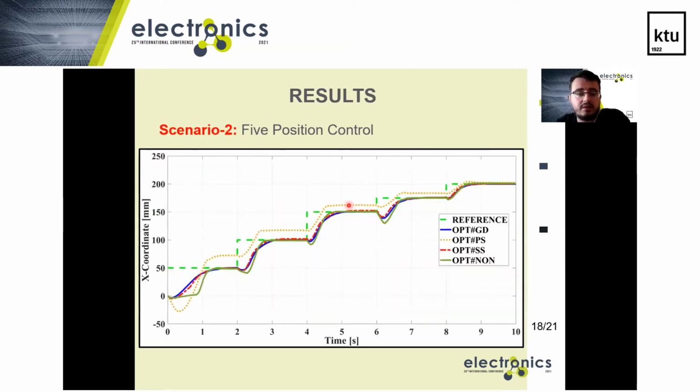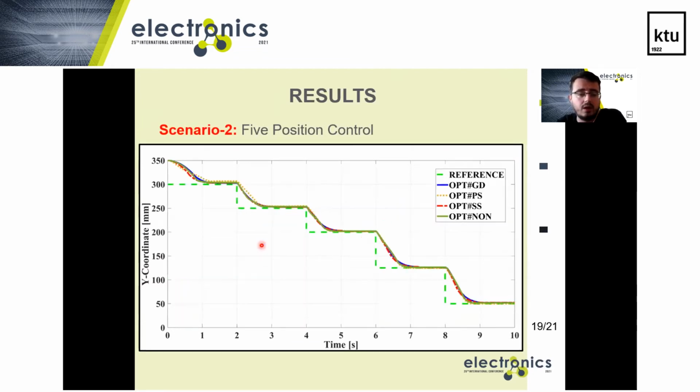If we check again the 5 position control for the X coordinate, as you can see, just the pattern search is a bad result at the same condition, but the other optimization methods or the non-optimization results have a good performance for 5 different position controls. Also, the same results for the Y coordinates. The pattern search result is better compared with the X coordinates. These are the results for the 5 position control.